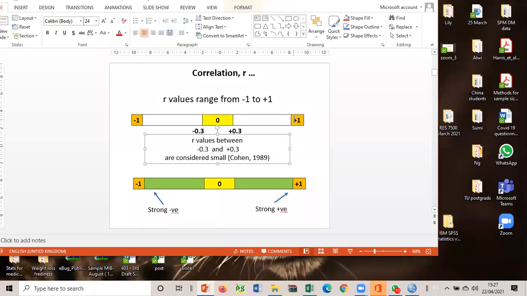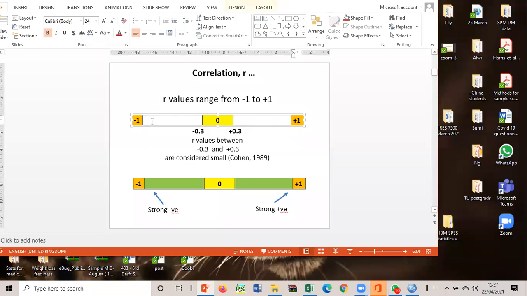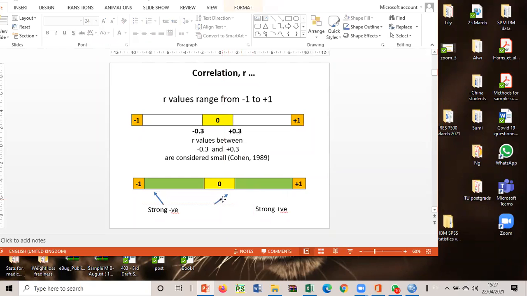Of course, you don't expect 1. Or it can be -0.3 and below. So we are looking for the green areas. If it falls in the yellow area, that means there's no association. So in the green area, how far away from 0? Here we say weak. Here we say moderate. Here we say strong. Same way to the opposite side.